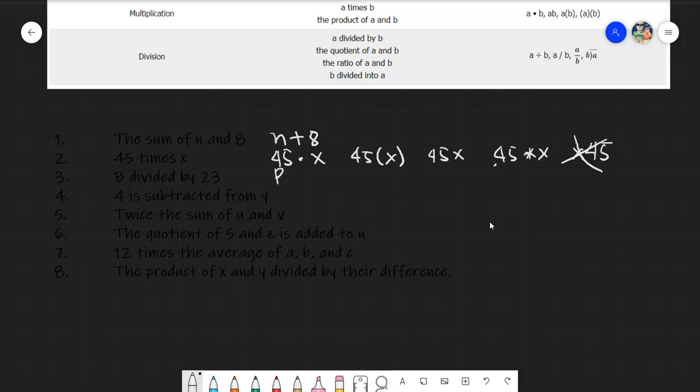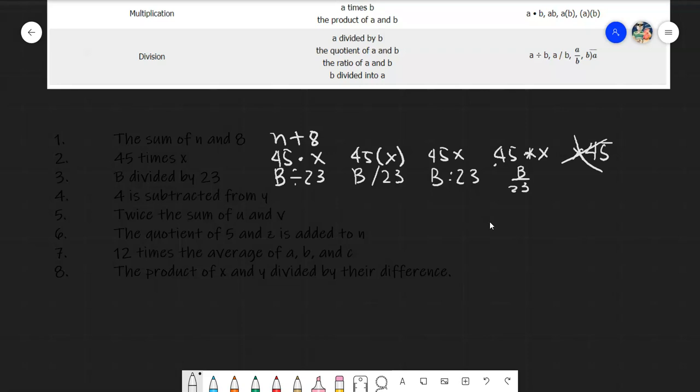So we can have it as B divided by 23. Or we could have B fraction slash 23. Or we could have the fraction way of B over 23. Okay? But again, in division, you cannot interchange. You write it as how you hear it or say it.